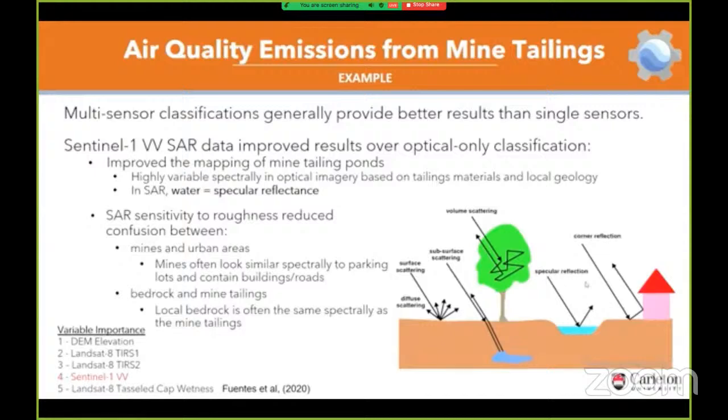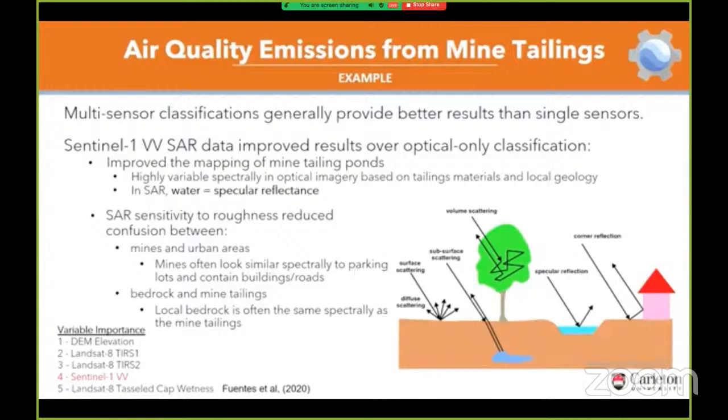And then also, SAR is very sensitive to roughness of surfaces. And so we had problems with differentiating mines from urban areas, and also, as I mentioned, bedrock from mine tailings piles. And SAR really helped us improve our classification and enabled us to differentiate these objects, mainly just because there are different textures, different roughnesses, and we had big problems before. Adding SAR really solved that and improved our accuracy.